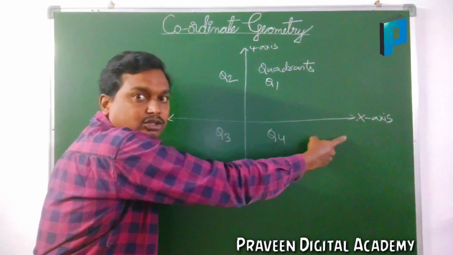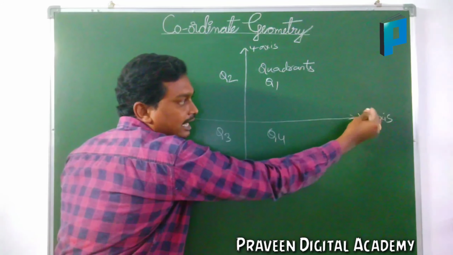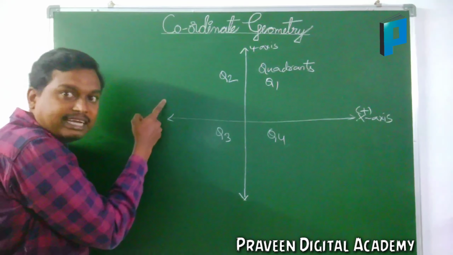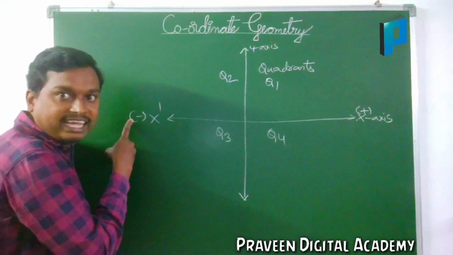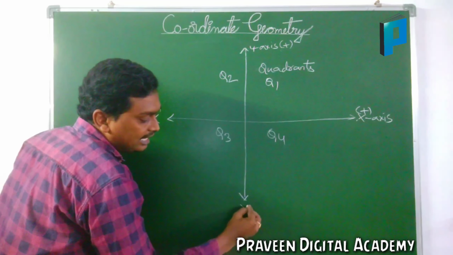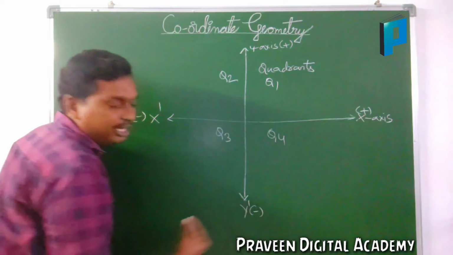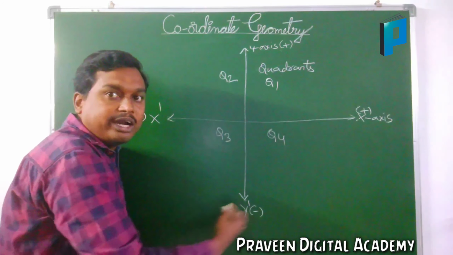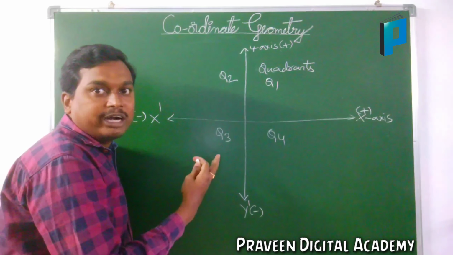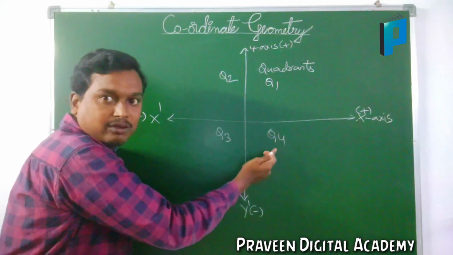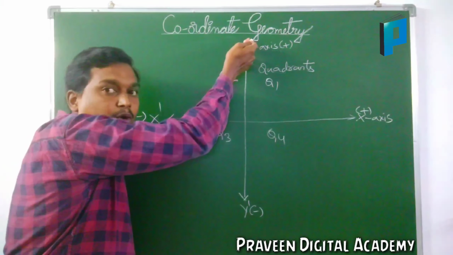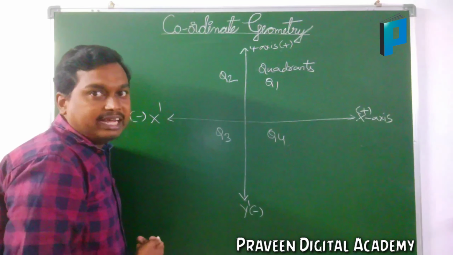This horizontal line is the x-axis; this side is the positive x-axis, and x dash indicates the negative x-axis. This is the positive y-axis, and y dash is the negative y-axis. A Cartesian plane has 4 quadrants, Q1, Q2, Q3, Q4, and it has a positive x-axis, negative x-axis, positive y-axis, and negative y-axis.